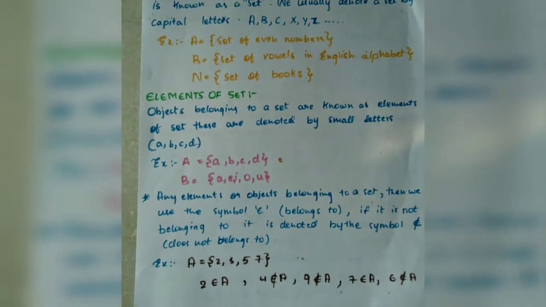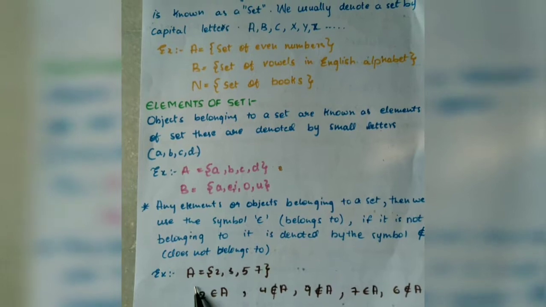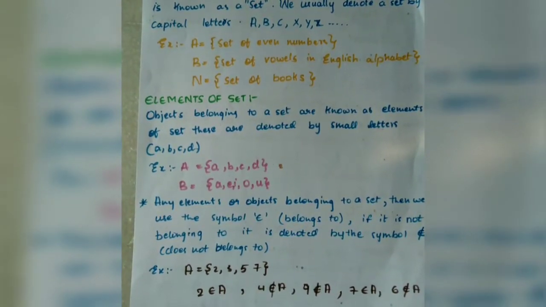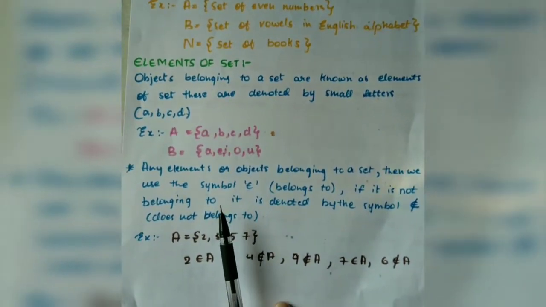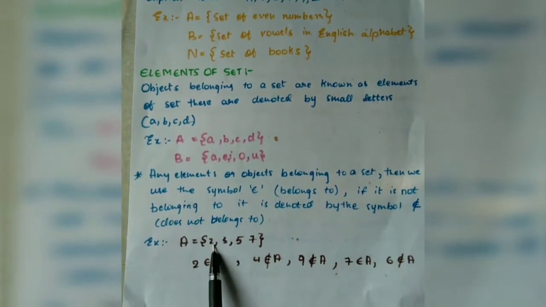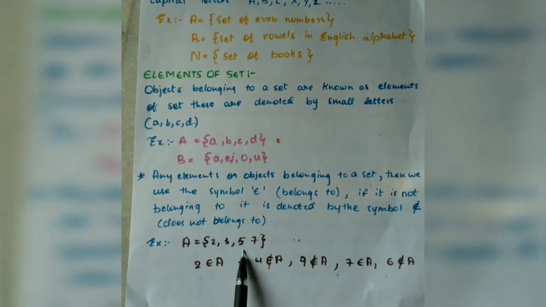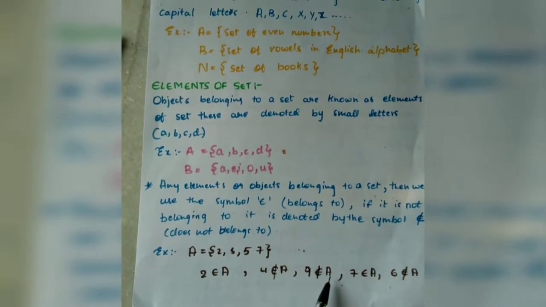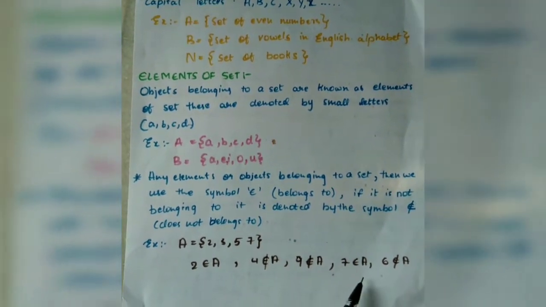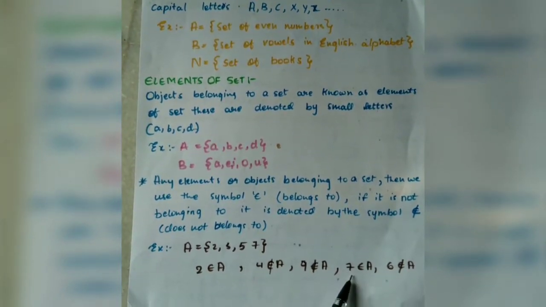Look here, example. A is a set and the elements are 2, 3, 5 and 7. So does 2 belong to A? Yes, 2 is in A, so 2 belongs to A. Does 4 belong to A? Is 4 here? No, so 4 does not belong to A. Does 9 belong to A? Is 9 here in the set? No. Does 7 belong to A? Yes, 7 belongs to A.